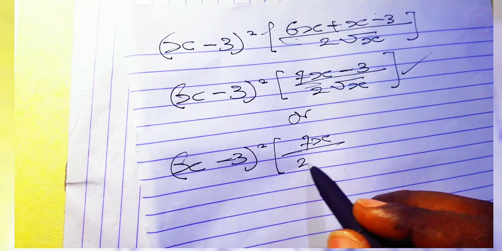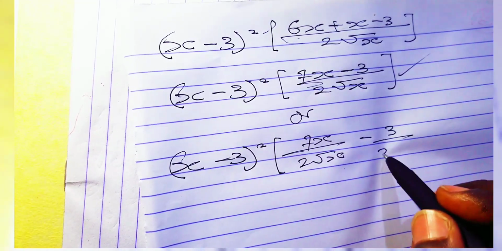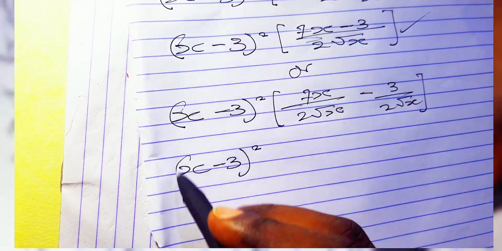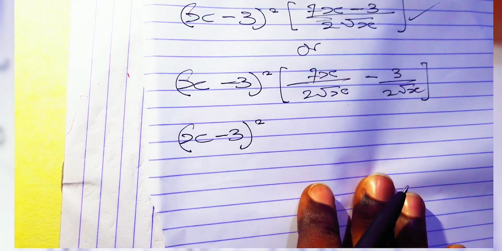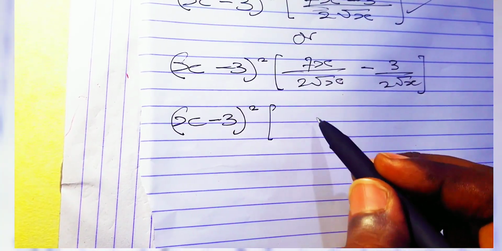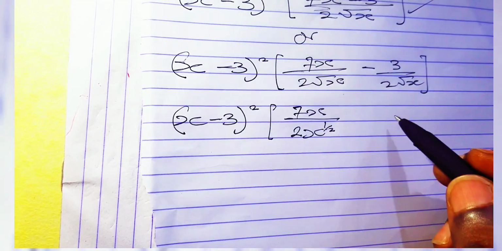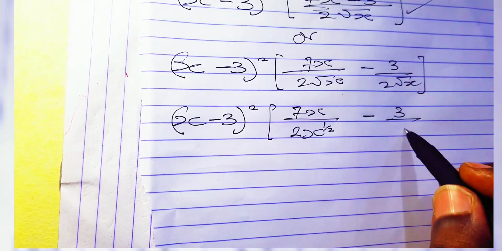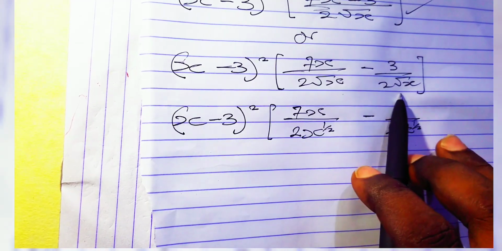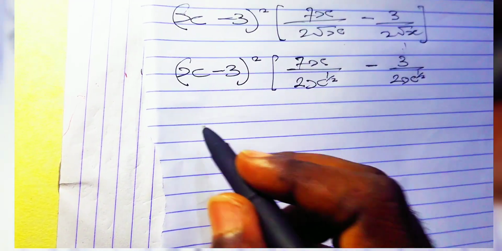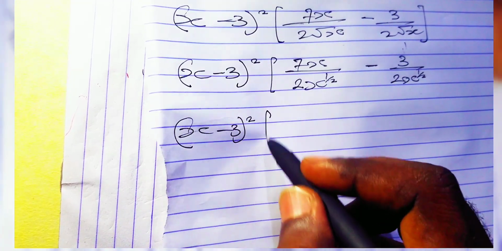This one becomes 7x over 2 root x minus 3 over 2 root x, and then here can be x minus 3 squared in the bracket. This one is 7x over 2x raised to the power 1 over 2 minus 3 over 2x raised to the power 1 over 2. I just decided to interpret root x as x raised to the power 1 over 2, and therefore this is x minus 3 squared in the bracket.